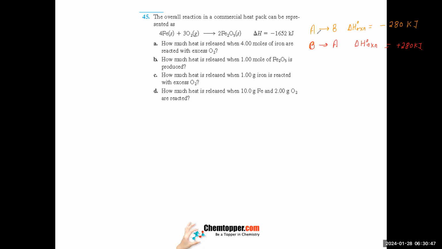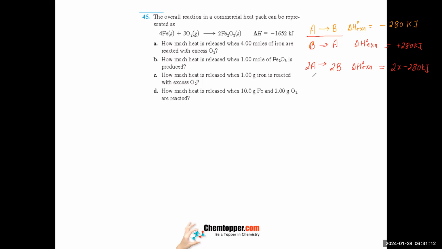Okay. But if I multiply the above equation by 2, what is delta H naught of the reaction? It will be 2 times minus 280 kilojoules. Yes, thank you very much, Sri. Good.